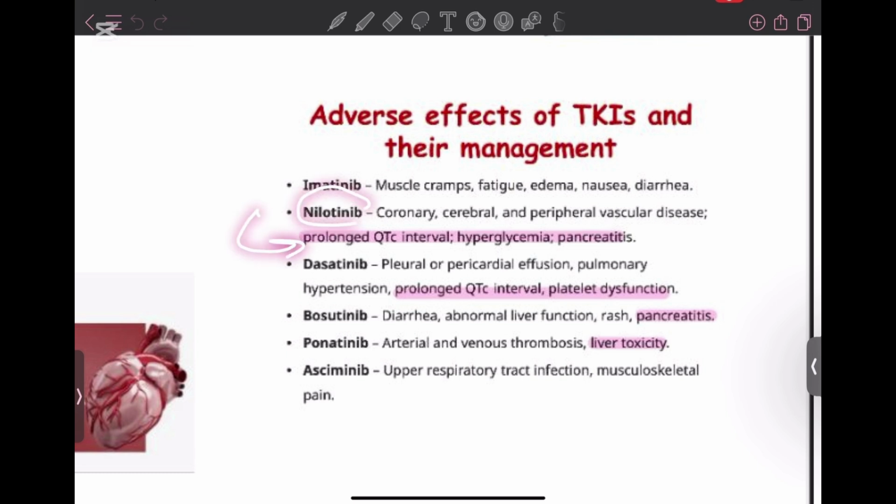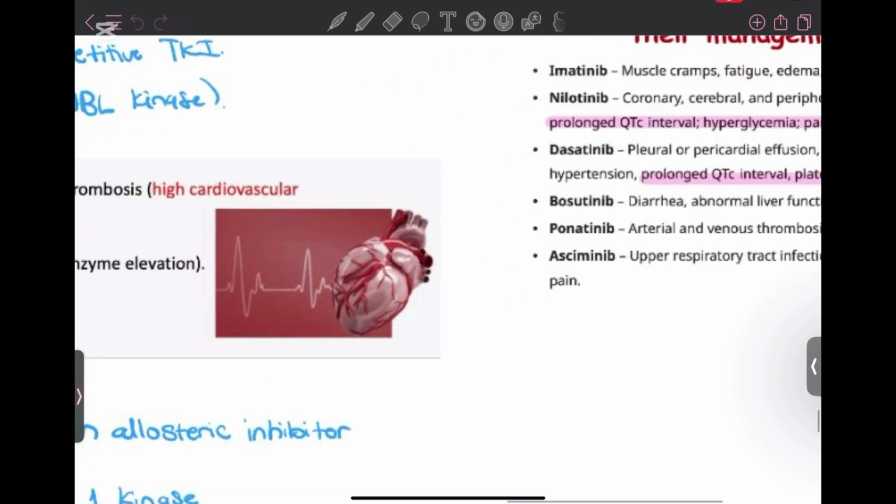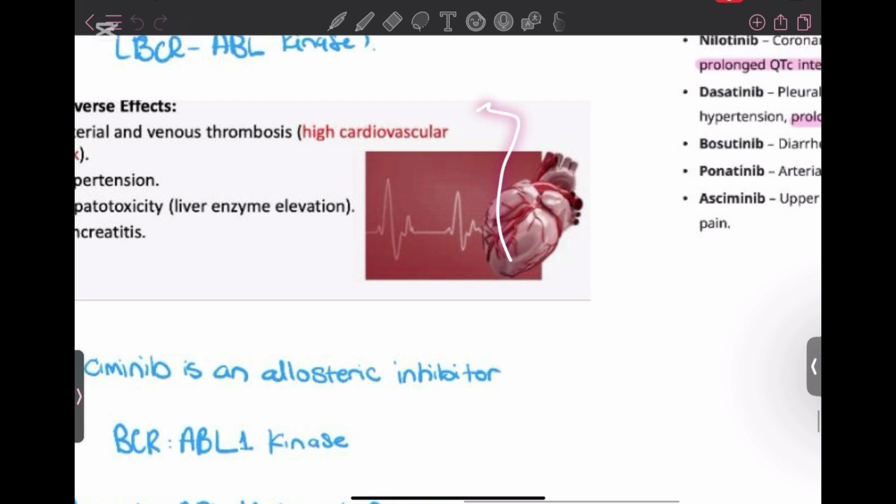Nilotinib can prolong the QT interval, and causes hyperglycemia and pancreatitis. Dasatinib can also prolong the QT interval and cause platelet dysfunction. This one also causes pancreatitis, while ponatinib also causes liver toxicity, and they're all mentioned here.